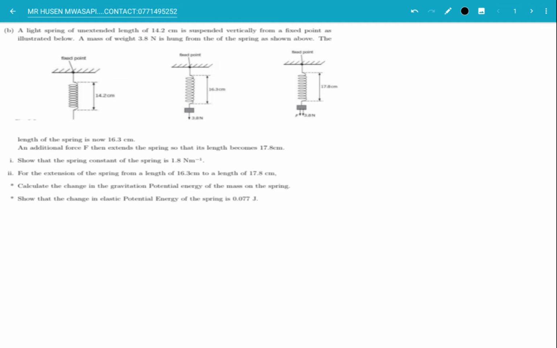Alright, so this is question 1b of the physics tutorial sheet.